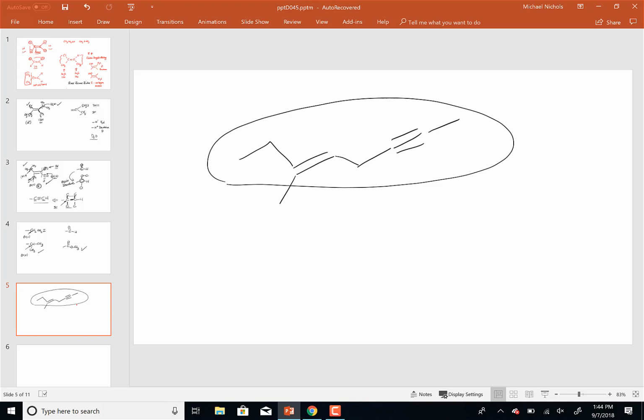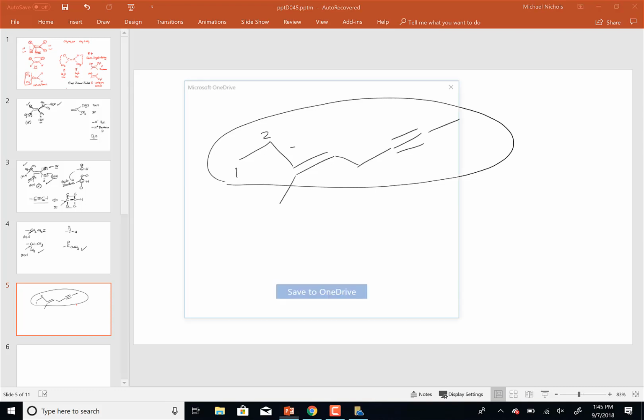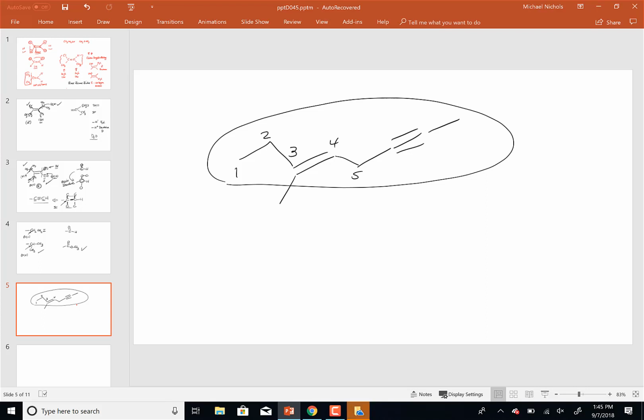Now we've got to number it. So how am I going to number it? We have to number from the end closest to the higher priority group. So in the book they said you could number to give either one of them the low number. When you give the double bond the low number, correct. So we have to number this to give the double bond the lowest number. And so then it has to go 1, 2, 3, 4, 5, 6, 7, and 8.